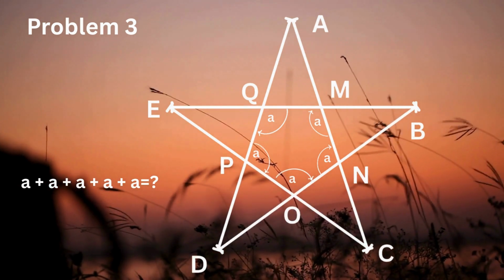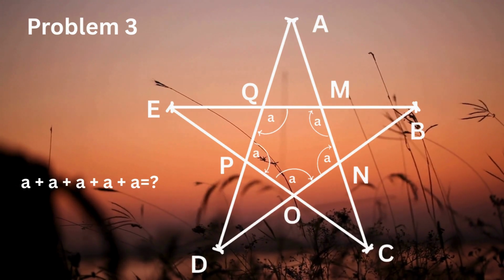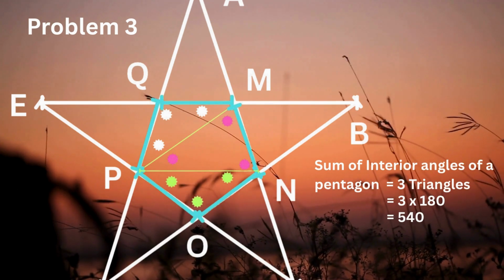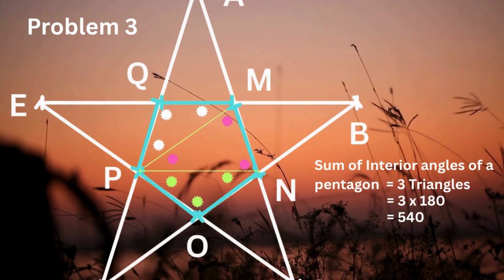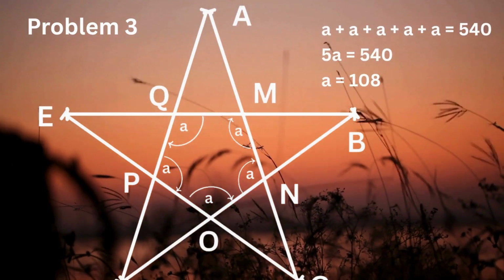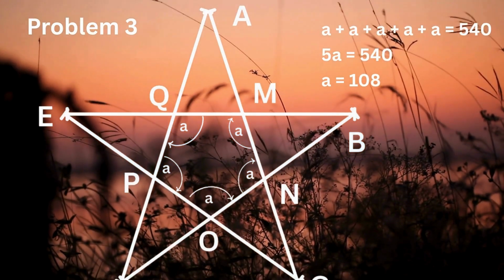First, we'll grab the sum of the interior angles of a pentagon. Easiest way, split it into 3 triangles. 3 triangles is 540 degrees total. So if all 5 angles are equal, we just divide. 540 divided by 5 equals 108 degrees for each interior angle.